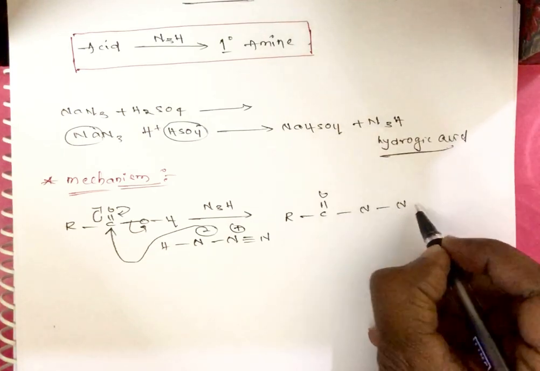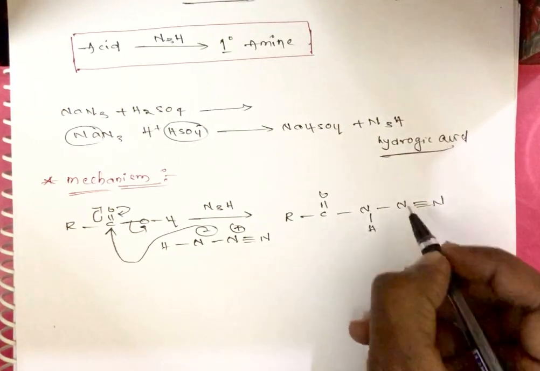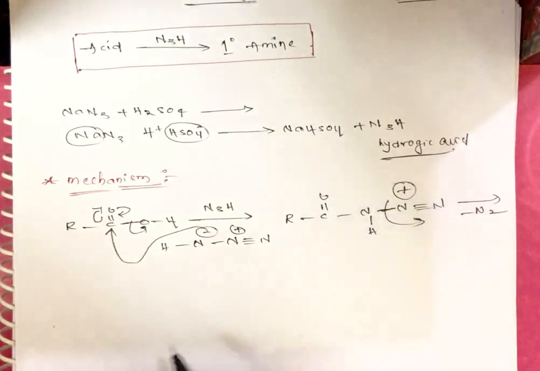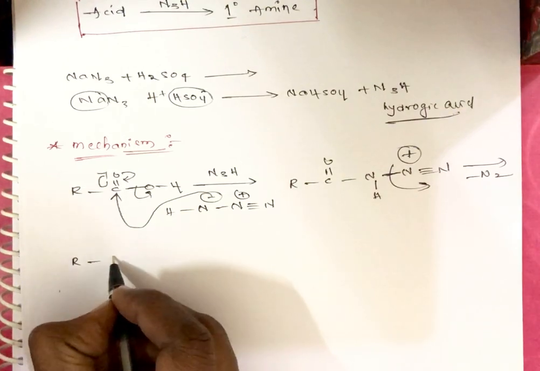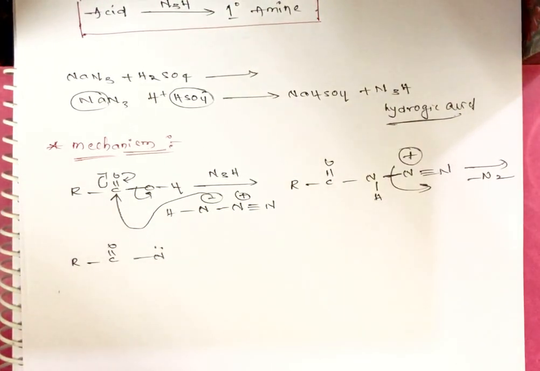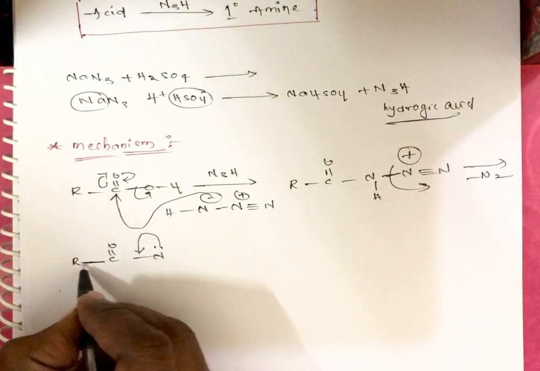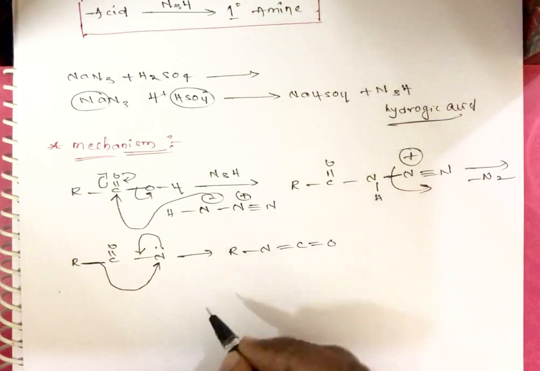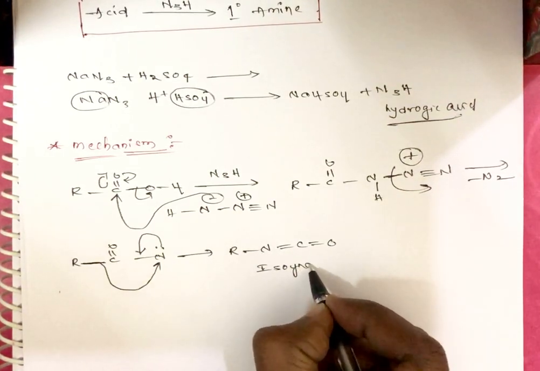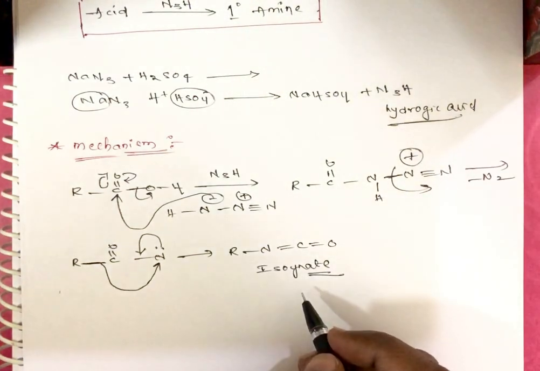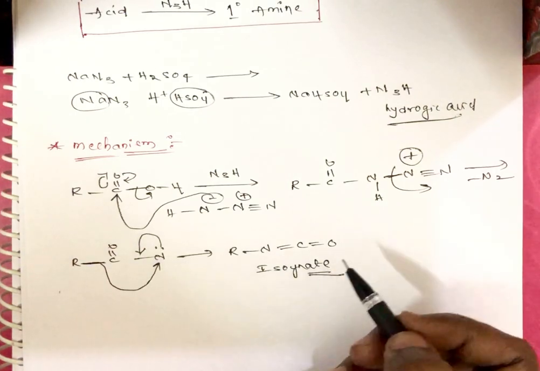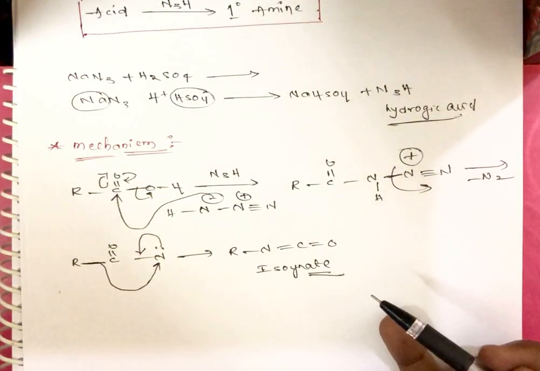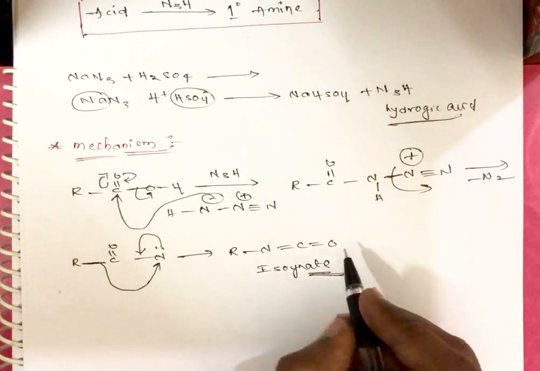Here, N triple bond NH, you get a positive charge. Then N2 will leave and we get the nitrene. Again this bond migrates, and this bond migrates towards the nitrogen, and we get isocyanate. This is the intermediate. In MCQ questions they may ask what intermediate is formed in the Schmidt rearrangement: isocyanate, carbene or nitrene. You should remember that isocyanate is the intermediate.